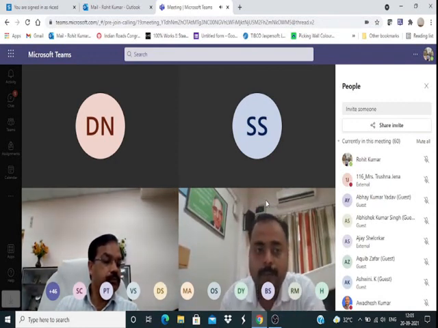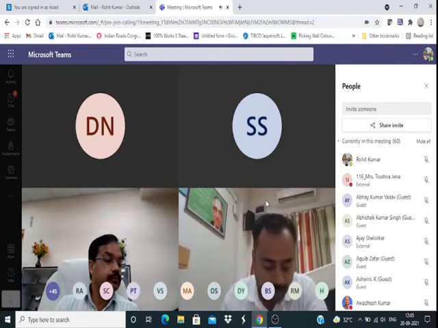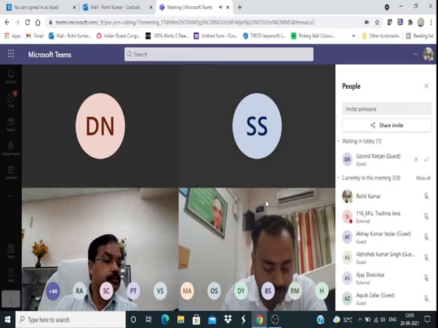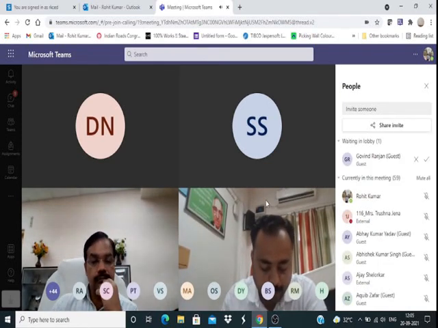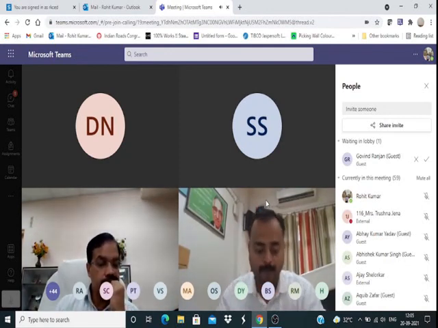Approximately 100-plus students and faculty members have joined from across India, including Andhra Pradesh, Assam, Bihar, Chhattisgarh, Delhi, Gujarat, Haryana, Jammu and Kashmir, Karnataka, Kerala, Madhya Pradesh, Maharashtra, Odisha, Rajasthan, Tamil Nadu, Telangana, Uttar Pradesh, Uttarakhand, and West Bengal.